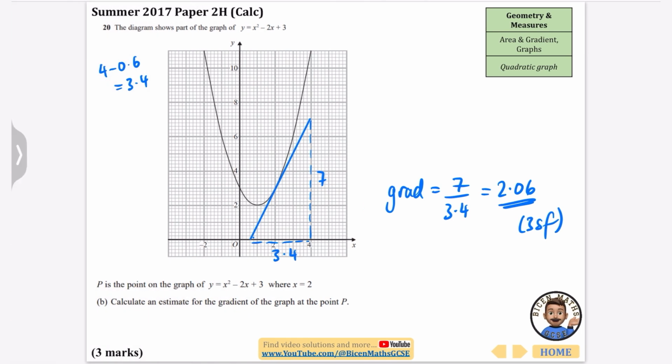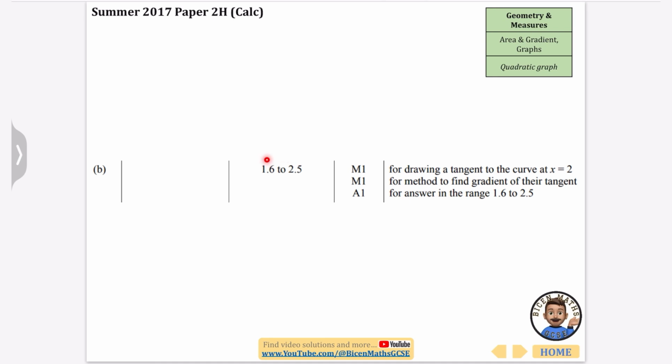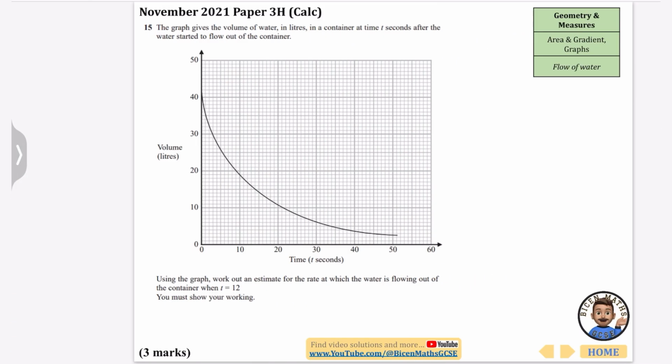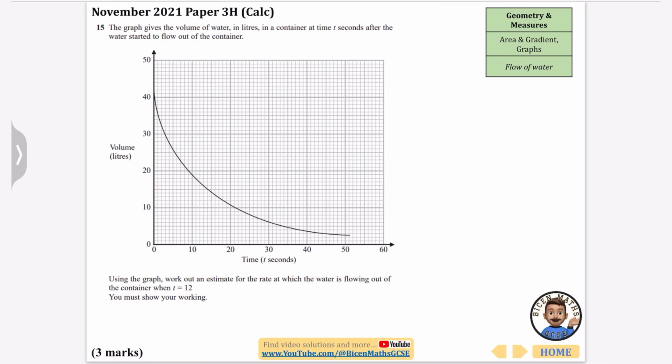Let's see how that went. So they have said anything between 1.6 and 2.5, and yeah, that's definitely in that range there, and they wanted to see a tangent. Last question, I believe, is about the flow of water. It says the graph gives the volume of water in litres in a container at time t seconds after the water started to flow out of the container. Using the graph, work out an estimate for the rate at which the water is flowing out of the container when t equals 12. Well, when we use the word rate, and you'll come across this a lot more at A-level, it's really referring to the gradient of the graph. So we're going to be finding the gradient when t equals 12.